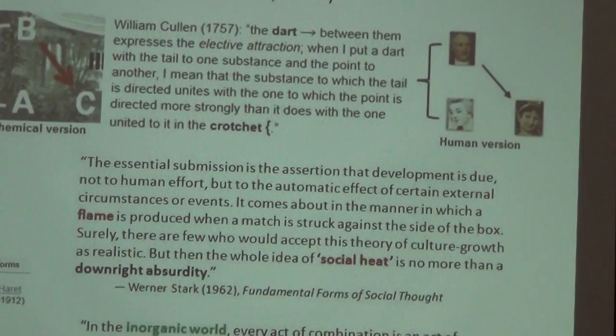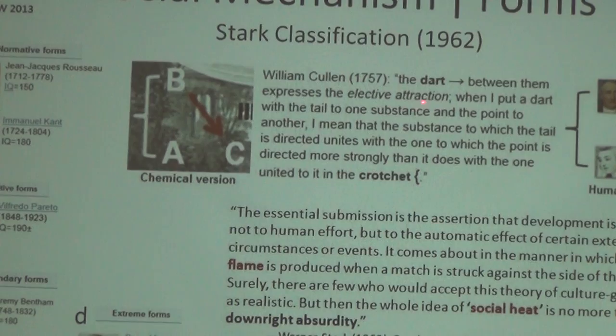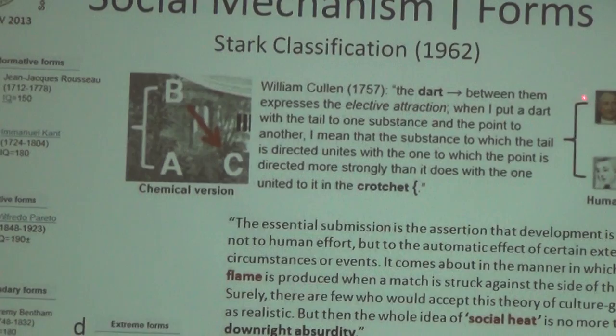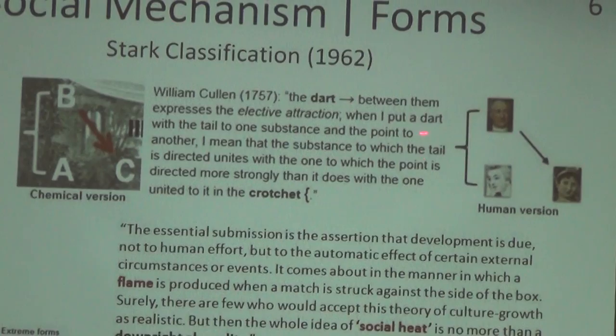And this mechanism comes from William Cullen. He says, this is where chemical reaction models come from. He explained this in a lecture, just like I'm doing now. He says, the dart represents the electric attraction, the other one, the force of reaction. He says that when I put the tail of one substance pointing to another substance, it says the electric force unites more strongly to this one than it does to this one. And if these three things are put into contact together, this one will be forced to go to this one and detach from this one out of its bond.